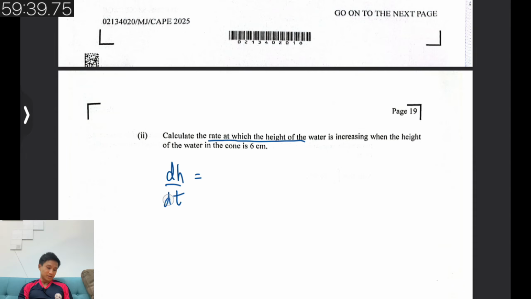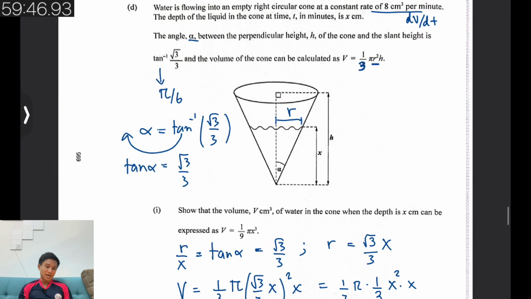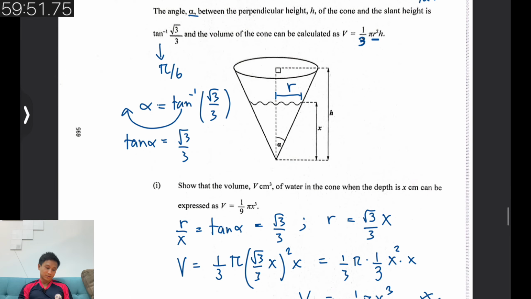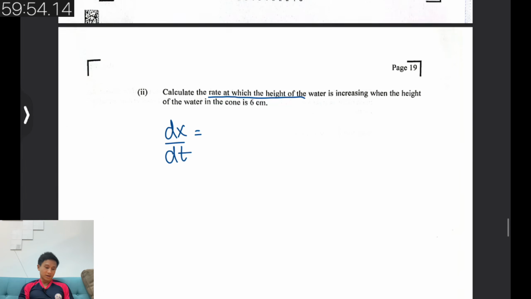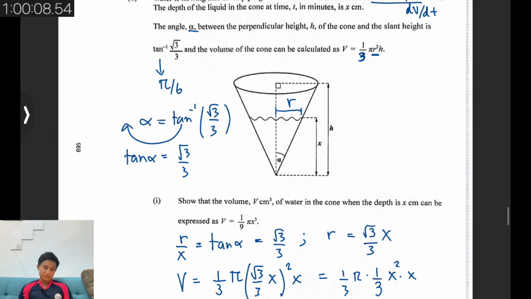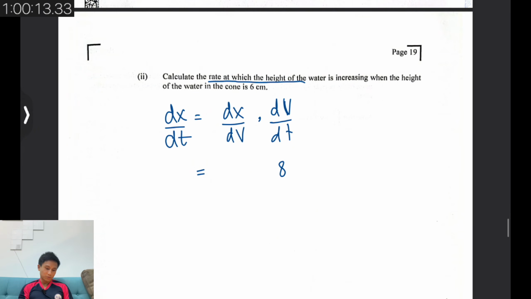No, this is not H, it's dx by dt, because x is the height of the water. Gotta be careful there. H is the actual height of the cone, not the water. Okay, so dx by dt is dx by dv times dv by dt. So this equation will link x, v, and t together. dv by dt we are given. We are given at first it was 8. So we put here 8.